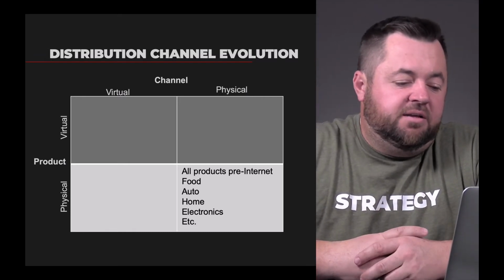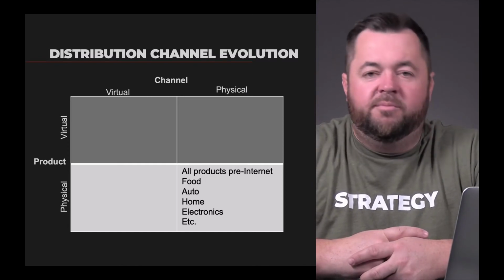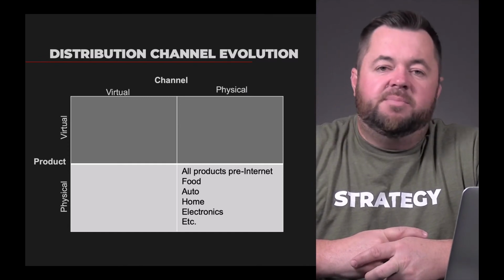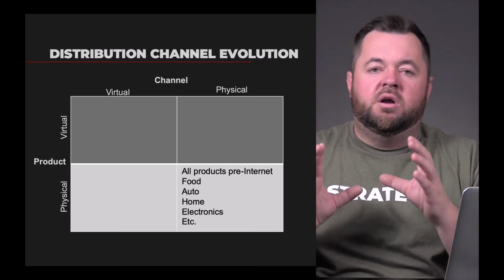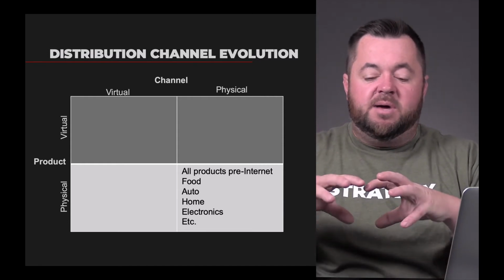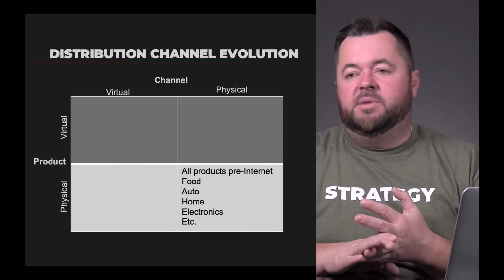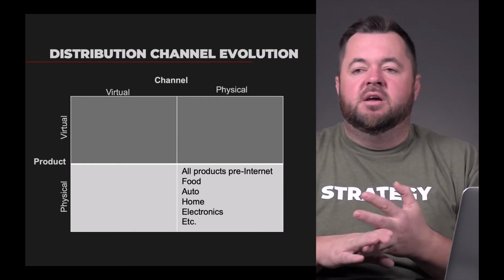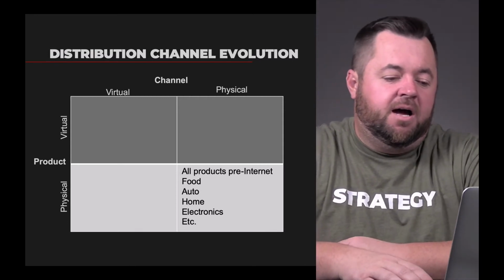So this is something like any product that's pre-internet: food, auto, homes, electronics. This is about selling into an existing market or maybe even a new market, but most of these are existing markets, and it's about selling physical product. So this would be at a car dealership. This would be at a physical location. This is where we walk into a store, we make a purchase.